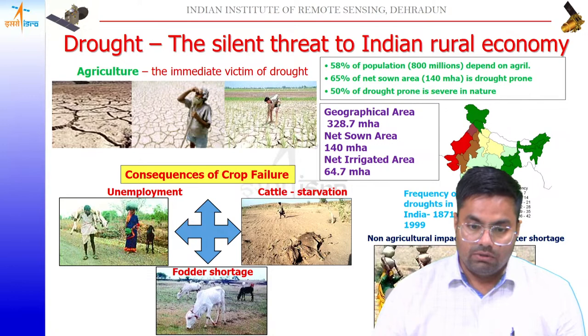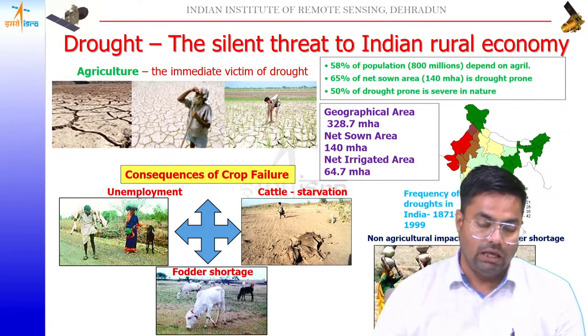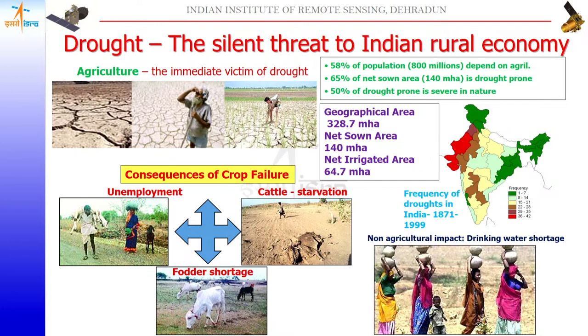Now come to the part of drought, the silent threat in the Indian rural economy. As you already have an idea, our total population has crossed 140 crores, and out of our entire population, around 55 to 60% are solely dependent on agriculture and agriculture-allied activity. So because of the drought situation, the immediate victim of drought is agriculture and the people who depend on agriculture and related entrepreneurship.